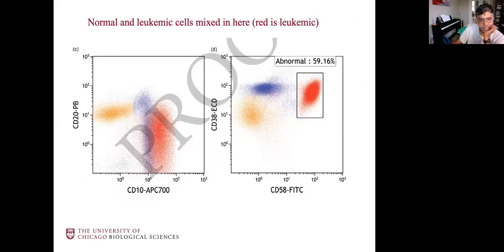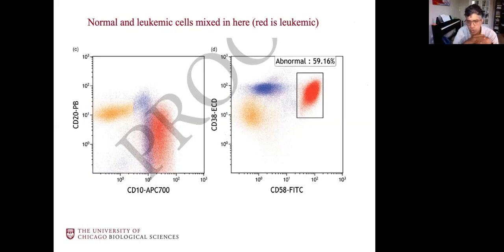So the red is the abnormal, which is bright CD10, and the normal B cells are this blue and orange. There is this pattern that you'll always see when you look at CD20 versus CD10. Normal B cells mature and acquire CD20, whereas the abnormal ones are stuck in this phase. And this is again CD38 versus CD58, and these are abnormal blasts. This is the normal. So based on these patterns, we can distinguish normal from abnormal.